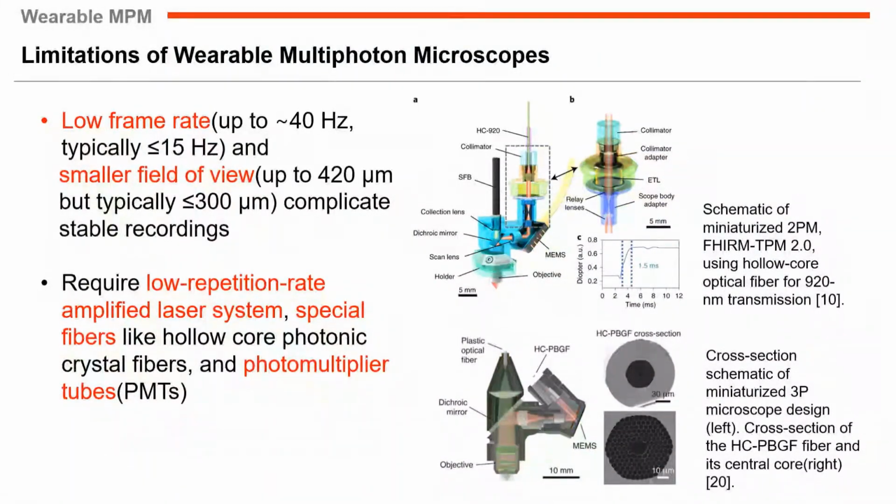And also they need a low repetition rate amplified laser system like the short pulse laser, special fibers like hollow-core photonic crystal fibers that deliver light with low dispersion, and photomultiplier tubes that detect weak light signals by multiplying them. On the right side are the schematics of two-photon and three-photon miniaturized microscopes.